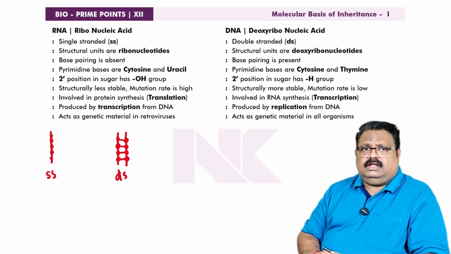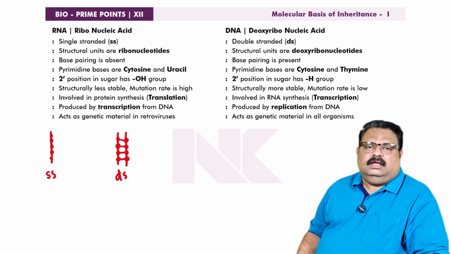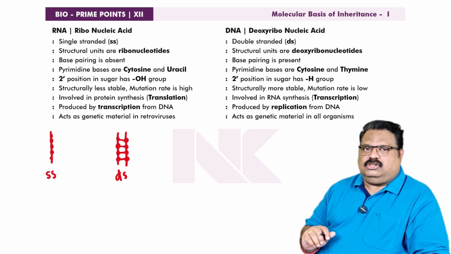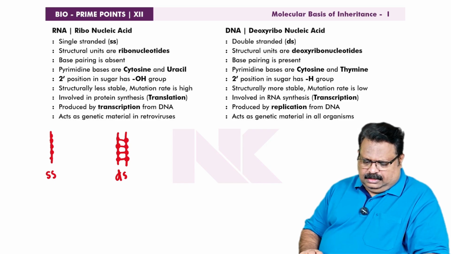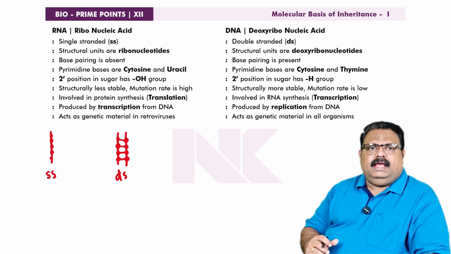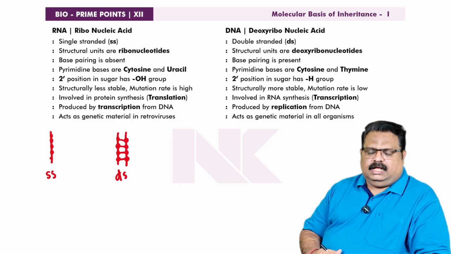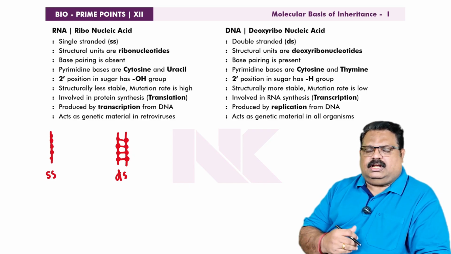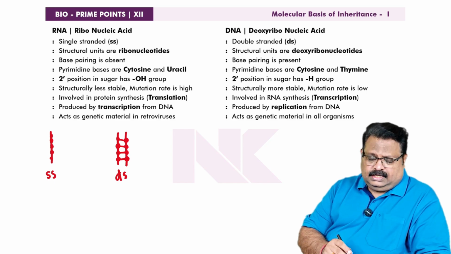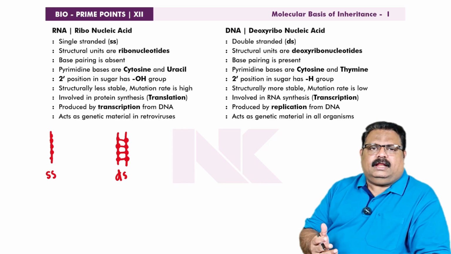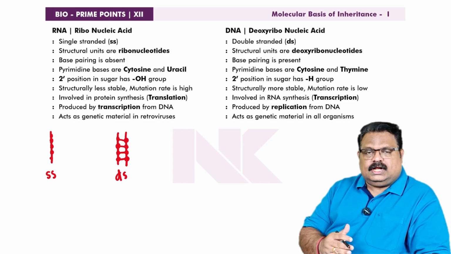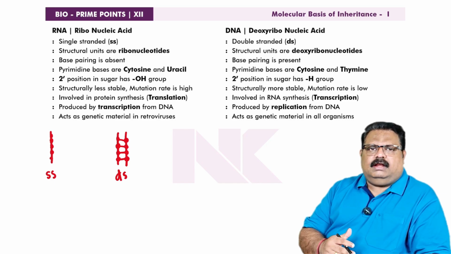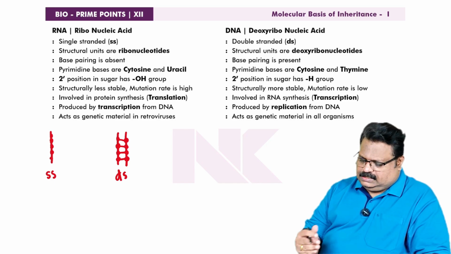And this difference is based on the type of sugar present. In the case of ribonucleotide, the sugar is ribose type. In the case of deoxyribonucleotides, the sugar will be of deoxyribose type. Okay. Then, in the case of RNA, the base pairing is absent. That means the nitrogenous bases of one strand pair with the nitrogenous bases of the adjacent strand. In the case of RNA, as you know, there is a single strand, so there is no pairing. But in the case of DNA, since 2 strands are there, the nitrogenous base of one strand will be pairing with the nitrogenous base of the adjacent strand.